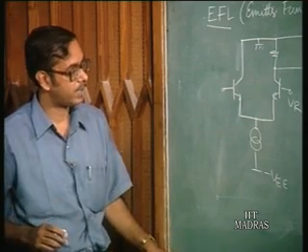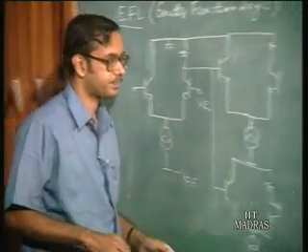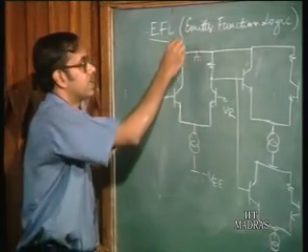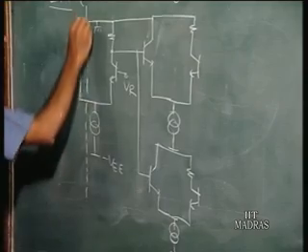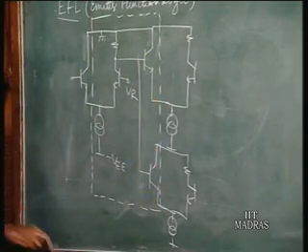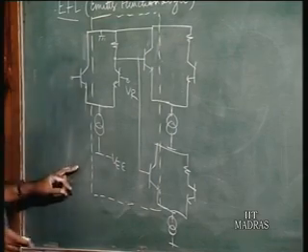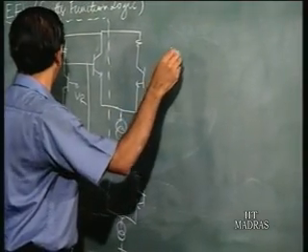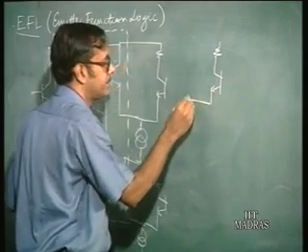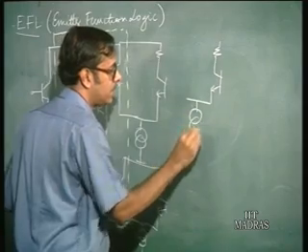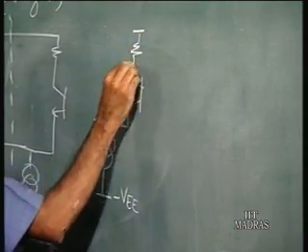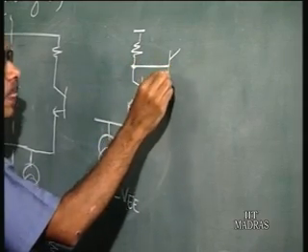Now, with this configuration, suppose I take this part of the circuit. I can redraw it as: I have a resistance, I have one current source here, minus VEE, this is ground. From this point you have the outputs.